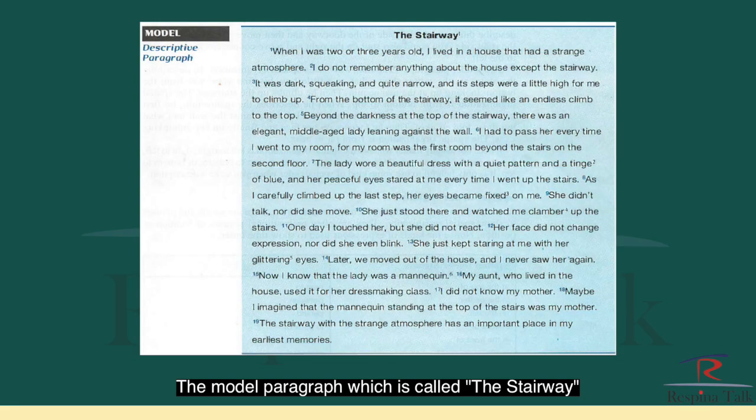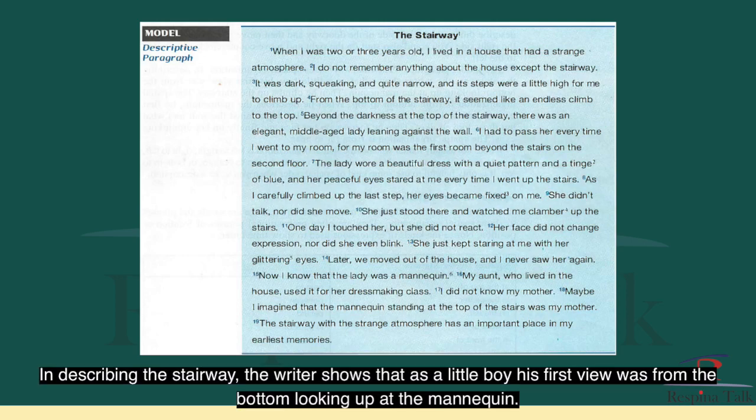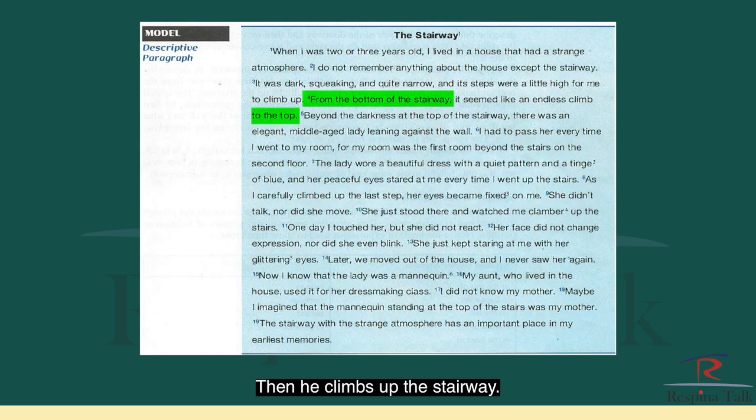Now, the model paragraph, which is called the stairway, uses spatial organization. In describing the stairway, the writer shows that as a little boy, his first view was from the bottom looking up at the mannequin. Then he climbs up the stairway. The spatial organization is from bottom to top.